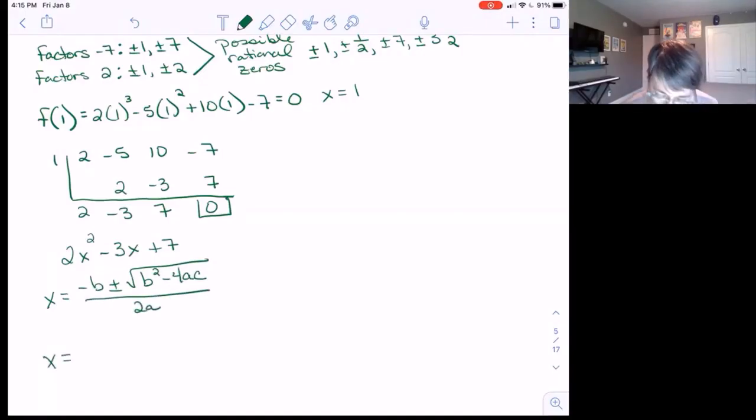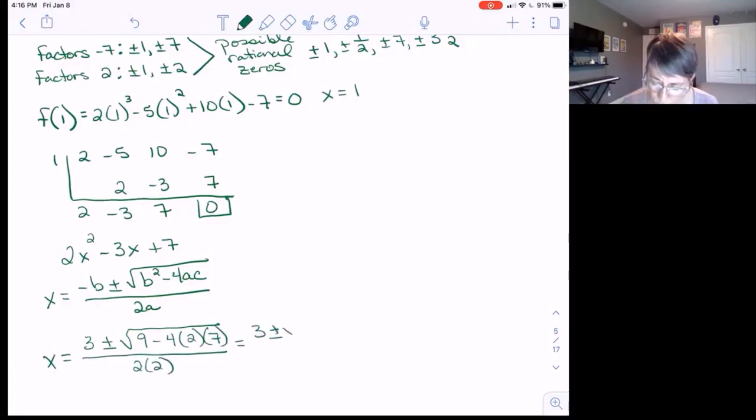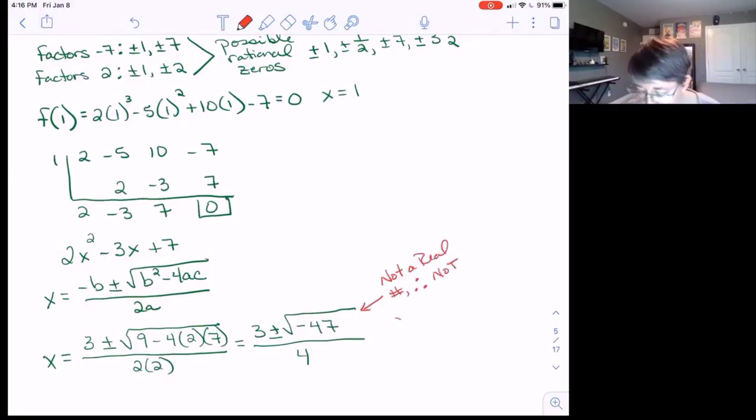So when we plug this in, we get the opposite of -3, which is 3, plus or minus the square root of our -3 squared, which is 9, minus 4 times our 2 times our 7, all over 2 times our 2. Well, if we reduce inside that square root, we would end up with 3 plus or minus the square root of -47 divided by 4. This is not a real number. Therefore, not an x-intercept or 0. So we did all that work to find out that there's only one x-intercept, and that is x equals 1.